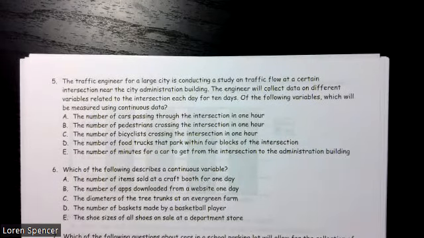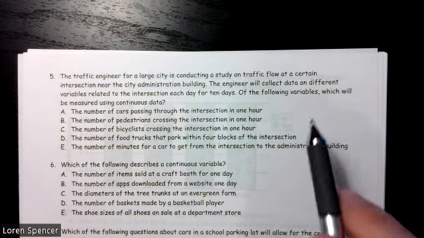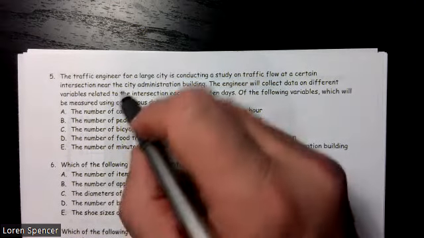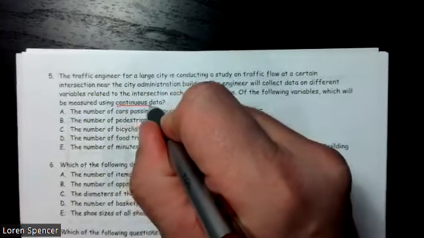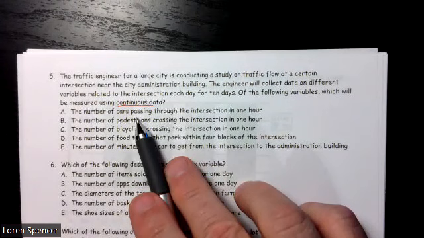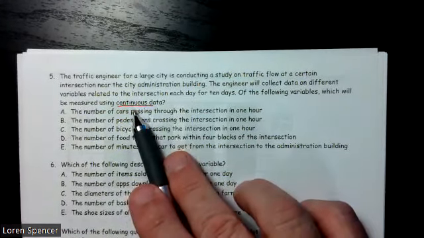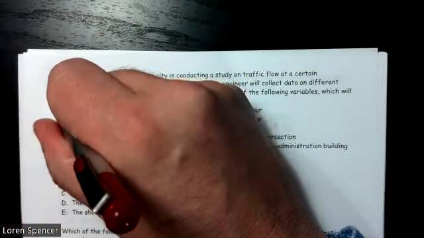at a certain intersection near the city administration building. The engineer will collect data on different variables related to the intersection each day for 10 days. Which one of the following variables will be measured by using continuous data? In other words, decimal data. Well, the number of cars. Well, hopefully there's no fractional car, there's no decimal car or part of a car. So that's not going to be it.